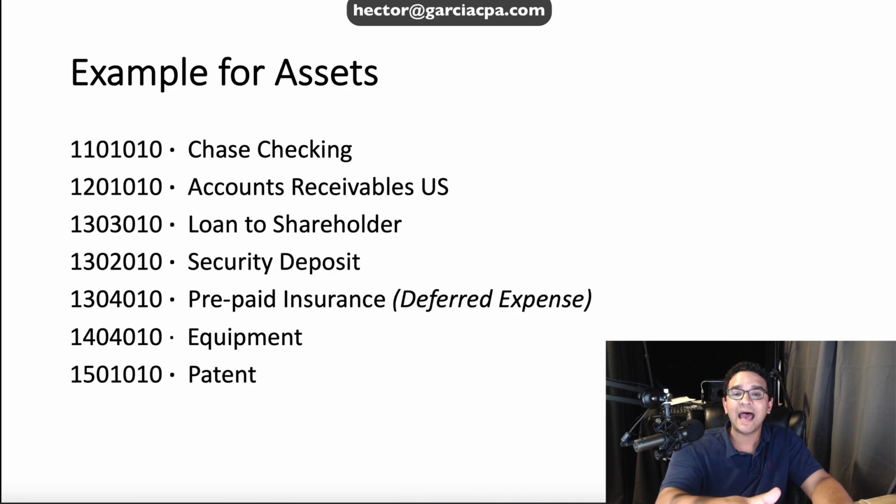So for example, in the asset side, I have my checking account that would start with a 1, 1 in this example. Accounts receivable with a 1, 2. Loan to a shareholder, 1, 3. Security deposit, 1, 3 as well. Prepaid insurance, 1, 3 as well. Equipment, which is a fixed asset, 1, 5. And patent, which would be an other asset, 1, 5.